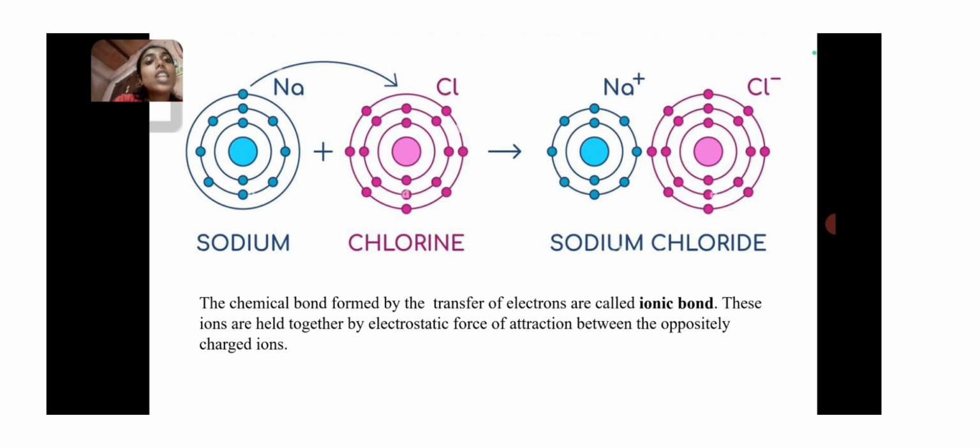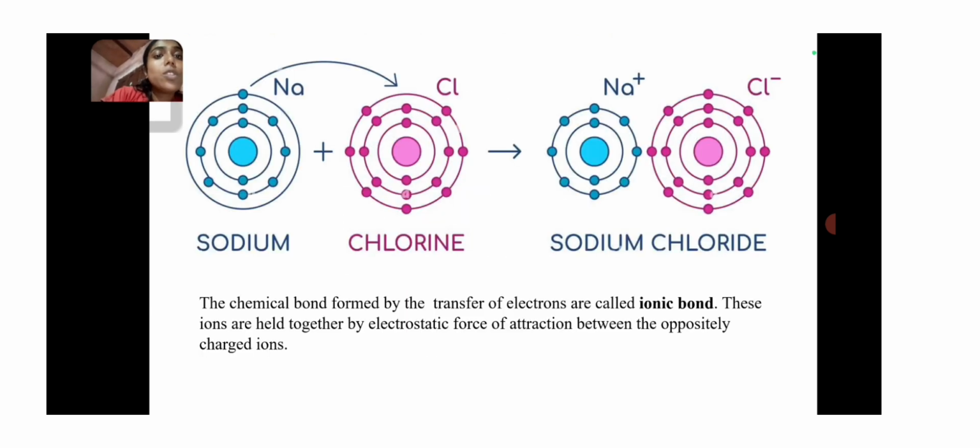Here a transfer of electrons has taken place. That is, sodium transfers one electron from its outermost shell to the outermost shell of chlorine. So the chemical bond formed by the transfer of electrons is known as an ionic bond. And these ions are held together in the ionic bond by the electrostatic force of attraction that acts between the oppositely charged ions. I hope this idea is clear.